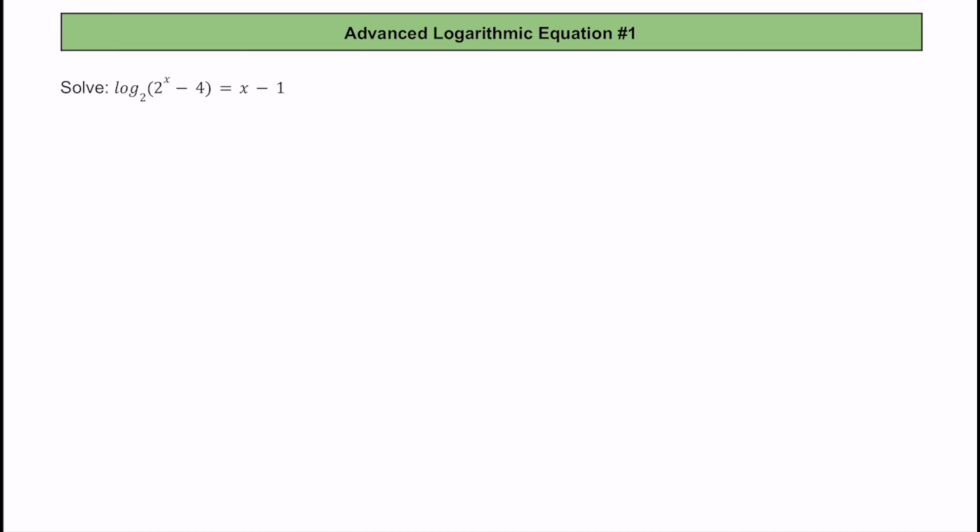Let's get started. The equation we have here is log base 2 of the quantity 2 to the x power minus 4 is equal to x minus 1. First, let's go ahead and write down the equation.